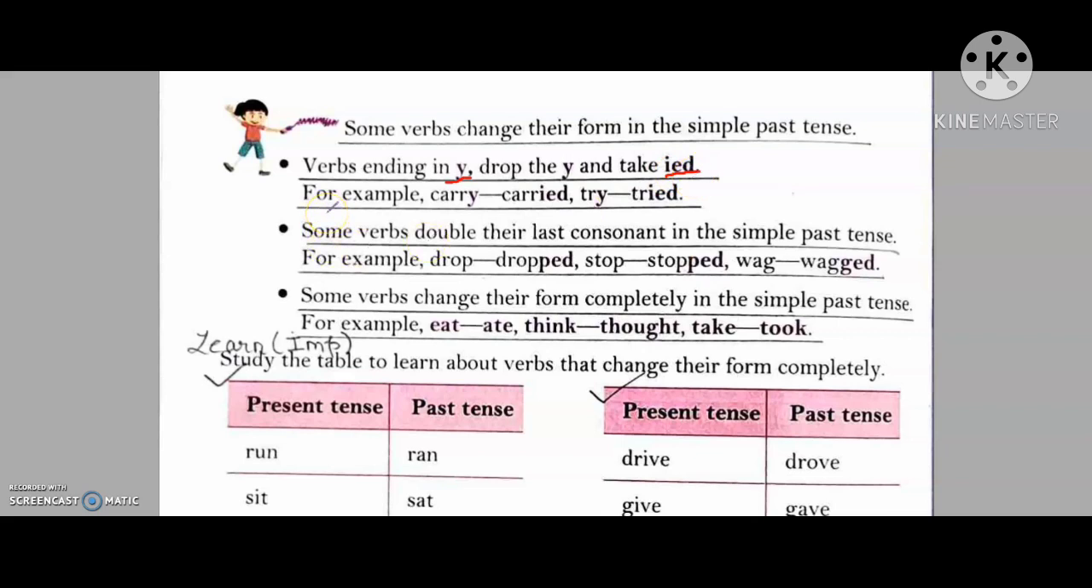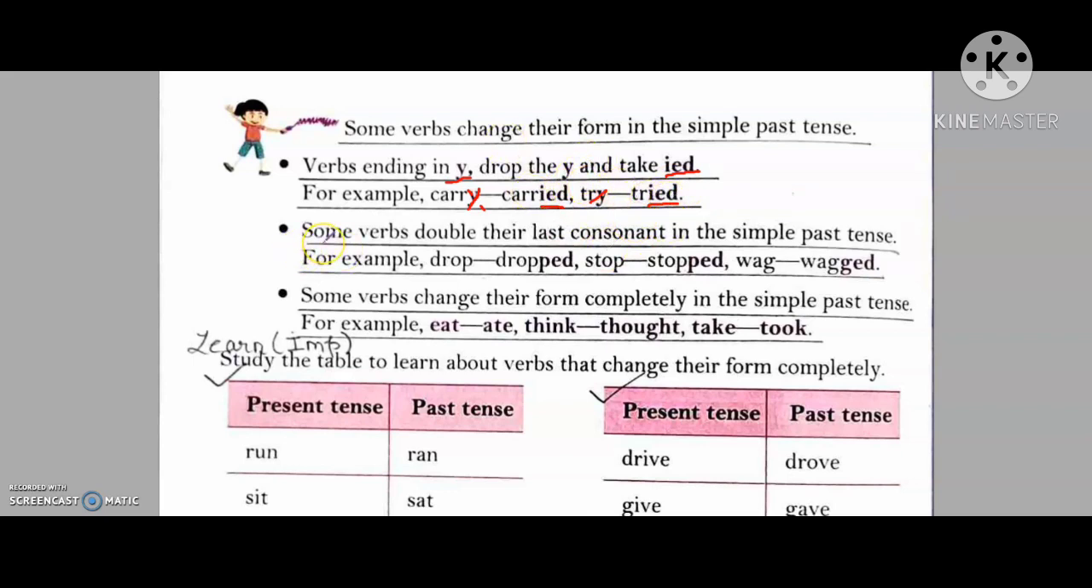Let us see the example. Carry, we will remove y, and what we will add? We will add ied. So carry will become carried. Try will become tried. We simply cut y and we add ied to make it in the past time.